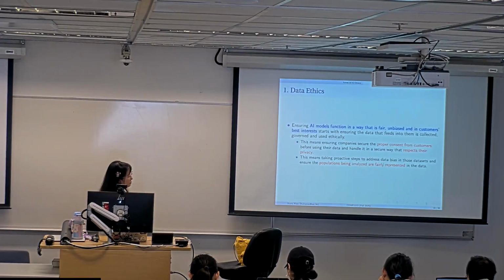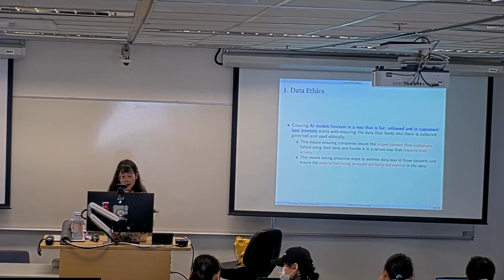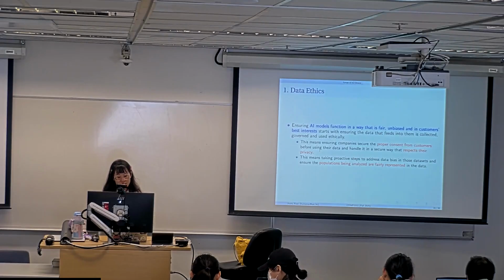This means that we need to ensure that companies secure the proper consent from customers before using their data and handle it in a secure way that respects their privacy. So the data should involve the privacy and data protection of individuals who contribute their data. Second, about the data's representation. That means we need to take some proactive steps to address the data bias in those data sets and ensure the populations being analyzed are fairly represented in the data.